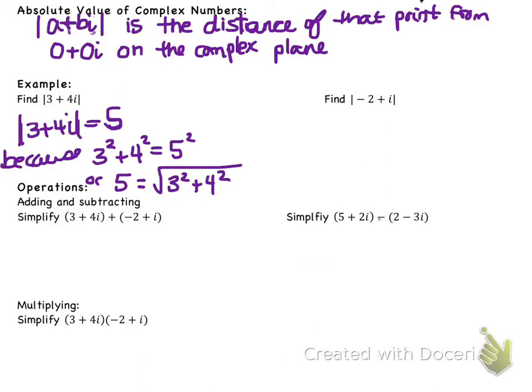You can do the same thing for this next example. Find the absolute value of negative 2 plus i. So you'd graph it again, and you say, oh, okay, negative 2, that's on my real axis. I'm going to the left 2, and then up 1. So that's my point, negative 2 plus i, and I want to find that distance between that point and 0, 0.